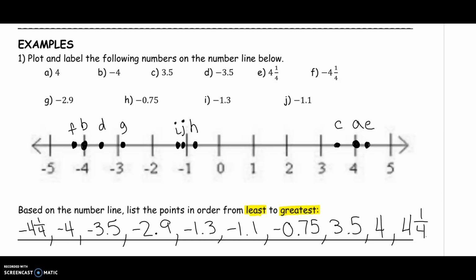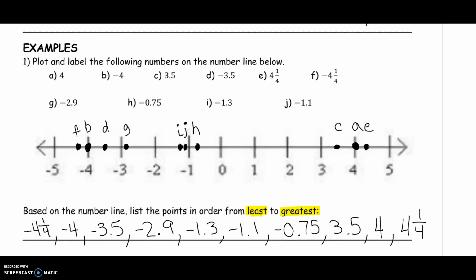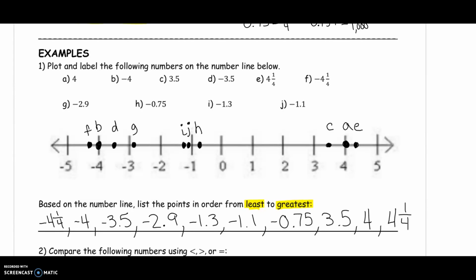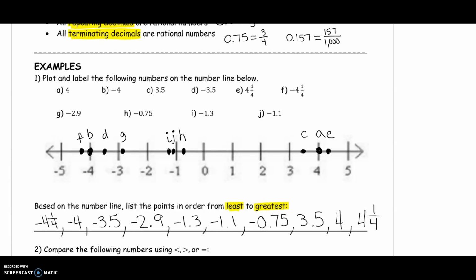There we go. So it's really nice, especially when you have a lot of numbers like this that you're ordering, to think about where they would fall on a number line. Think about which is furthest to the left, which means that it's the smallest, and which is furthest to the right, which means it is the biggest.